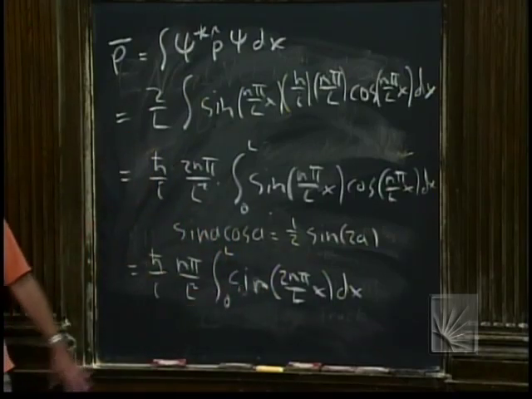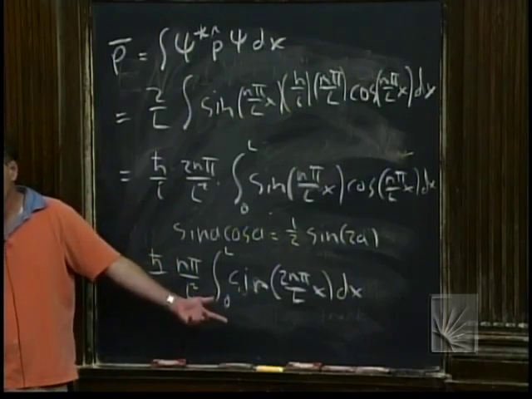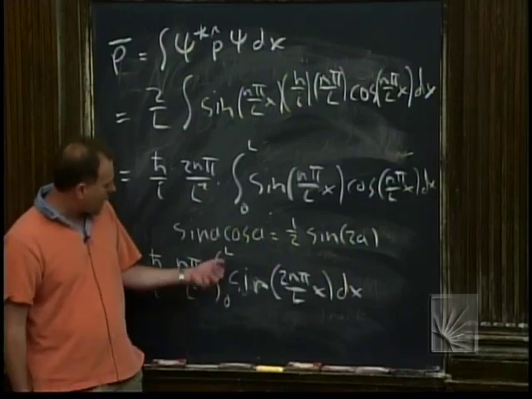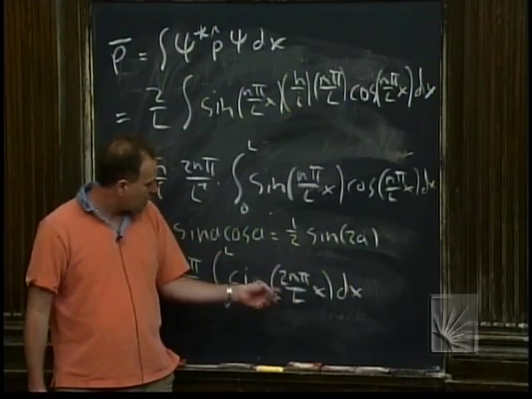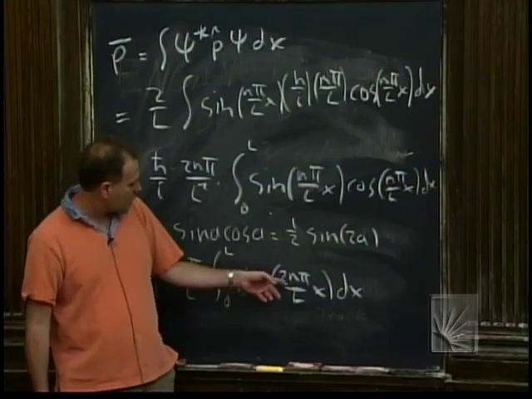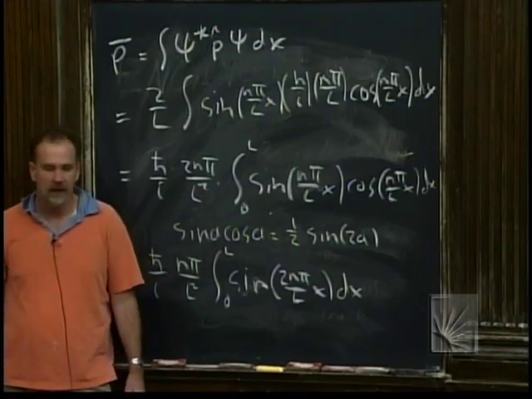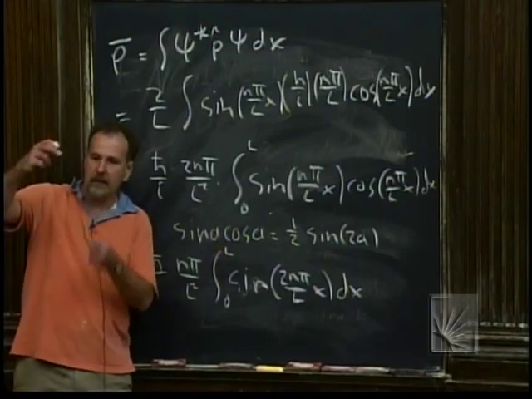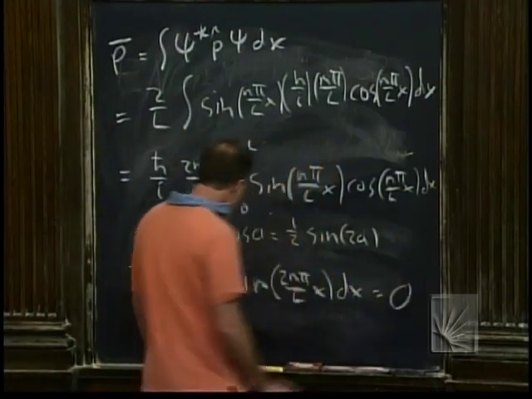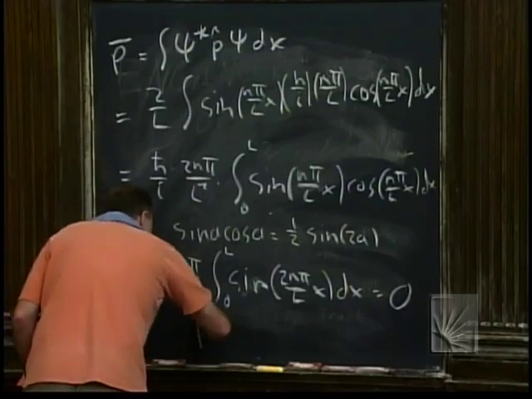I'm going to stop here and argue that this is 0. If I integrate sine, I get cosine. Cosine isn't necessarily going to be 0, but I'm evaluating at 0 and L, and the argument has 2 times n pi. So if I evaluate it at L, cosine will be 2n pi, which is always 1, no matter what value of n is. So it's the same at 0 and at L, and the result is 0. So the average value, the expectation value of the momentum, is 0.